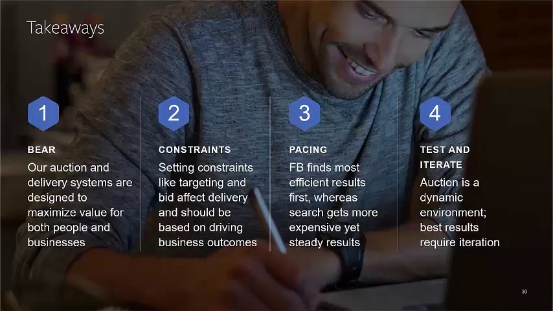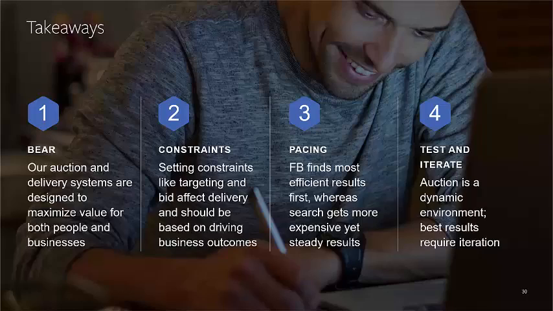Our auction and delivery system is designed to maximize value for both people and businesses. Remember the Bear framework. Secondly, remember that setting constraints like targeting and bid affect your delivery. So set these constraints only when necessary to drive business outcomes. Also pacing. Arguably, our most important differentiator from ad delivery on search platforms is our pacing system. It finds the most efficient results first, whereas search gets more expensive yet steady cost per result.